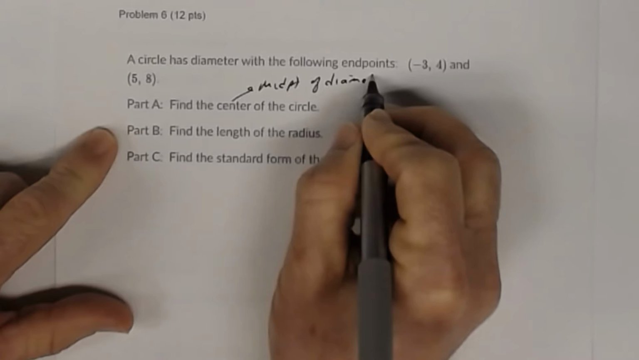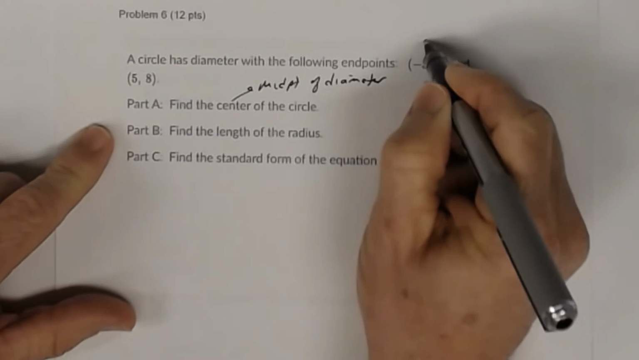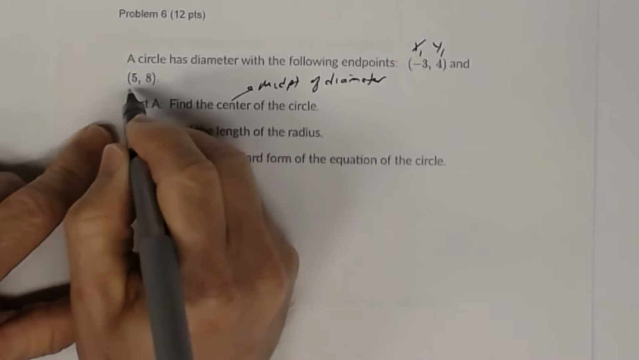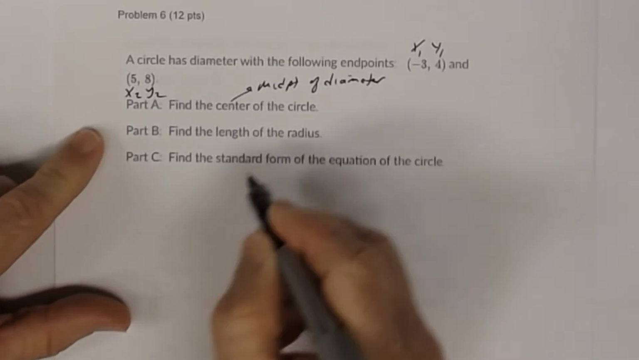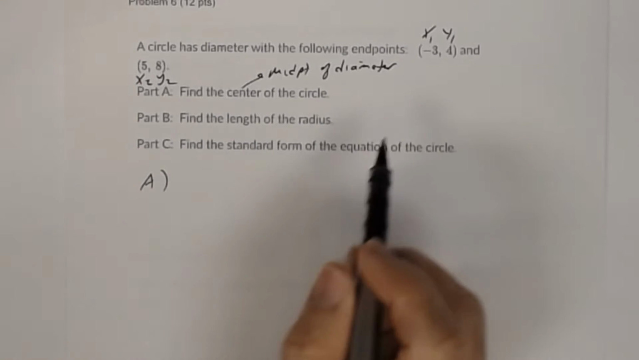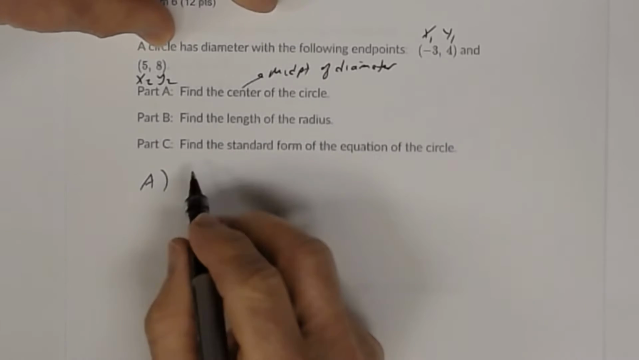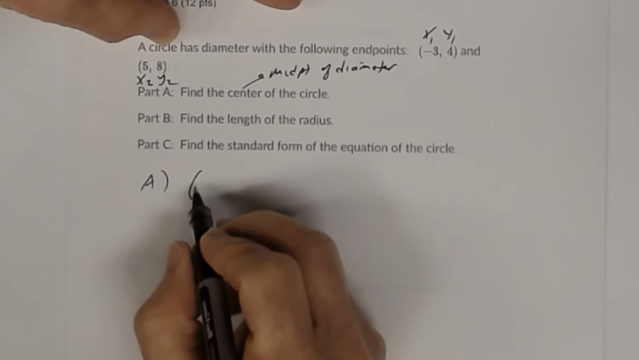And so in the previous problem, you already know how to find the midpoint. So let's go ahead and label these. This is x1, y1, and this will be x2, y2. And so in part A, remember the center is the midpoint. So you're going to find the midpoint of this segment, this diameter. So don't forget it's a point, so you need parentheses.